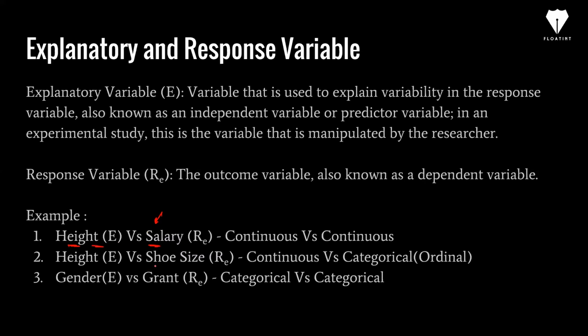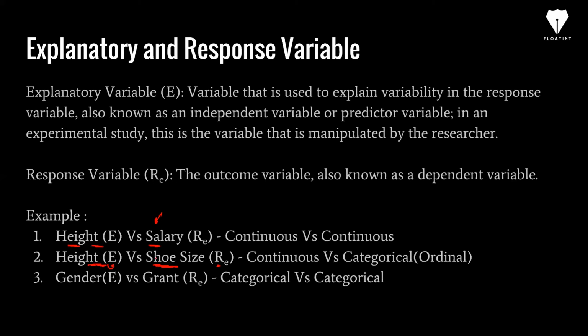Or second example, if we check shoe size versus height, if a person's height is more, then whether his shoe size will be more or less. So here, shoe size will be the response variable and height will be the explanatory variable. It means I want to check the response of shoe size based on height. So whether my height explains the shoe size relationship or not.